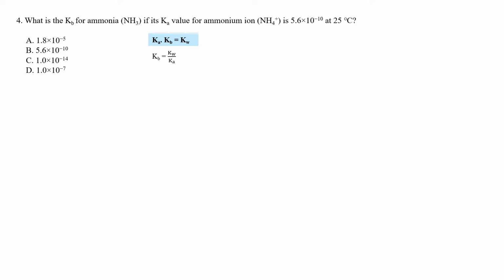If we divide both sides by Ka, you get this equation: Kb is equal to Kw divided by Ka. Now let's apply the values. Kw is 1.0 times 10 to the negative 14 at 25 degrees Celsius, divided by Ka, given in the question, 5.6 times 10 to the negative 10. Then Kb is equal to 1.8 times 10 to the negative 5.